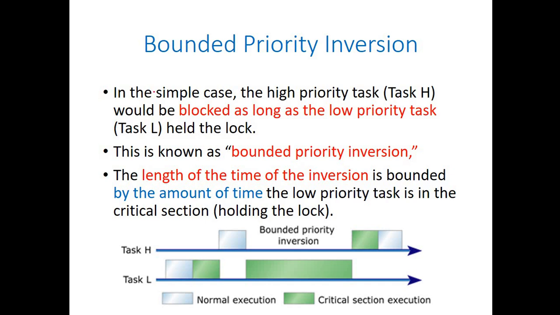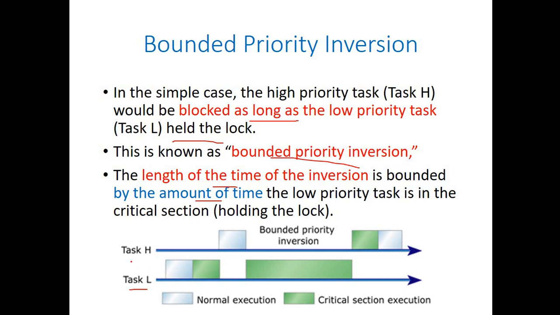Bounded priority inversion. In the simple case, the high priority task would be blocked as long as the low priority task held the lock. This is known as bounded priority inversion. That means the high priority task will be blocked as long as the low priority task holds the lock. The length of the time of inversion is bounded by the amount of time the low priority process is in the critical section. Now let us examine this diagram.